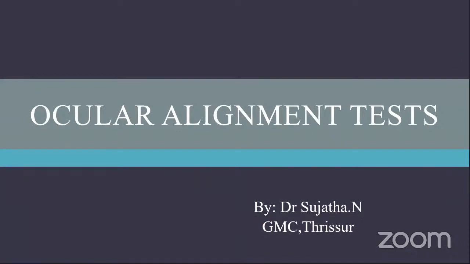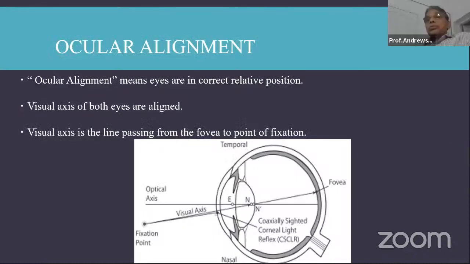My presentation is about ocular alignment tests, which are a group of basic tests to be done in all patients after visual acuity is assessed. Ocular alignment literally means that eyes are in the correct relative position. We say ocular alignment is present when visual axis of both eyes are aligned.